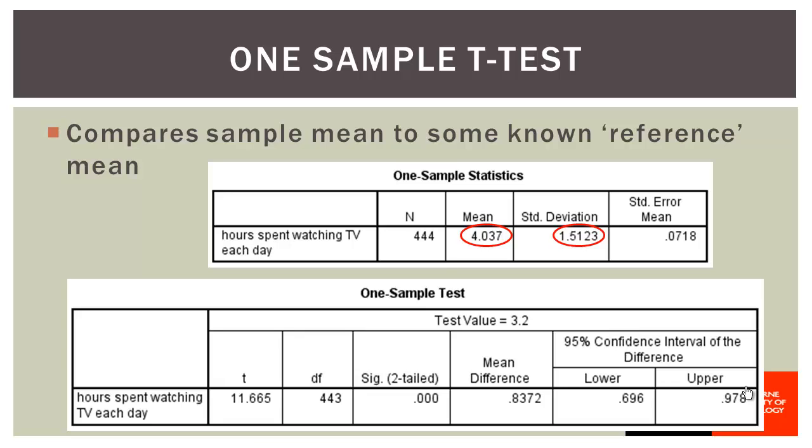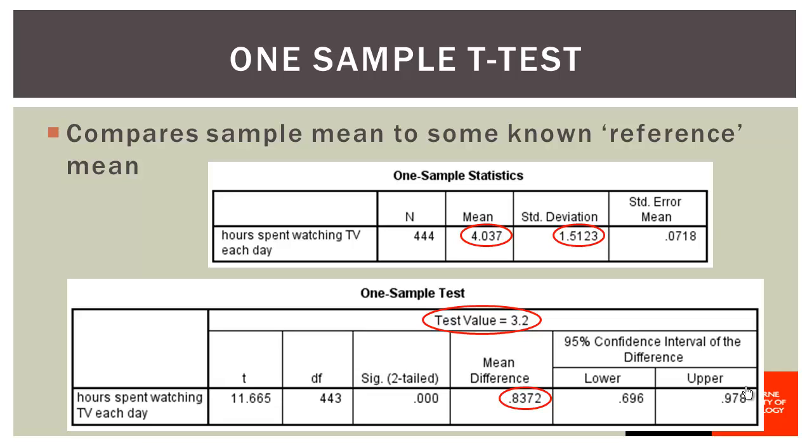The second table contains the actual significance test. So let's start by having a look at the mean difference. The mean in the sample, 4.037, was 0.837 hours higher than the reference mean, 3.2. So that's the mean for Australians in general. Is this a convincing difference?